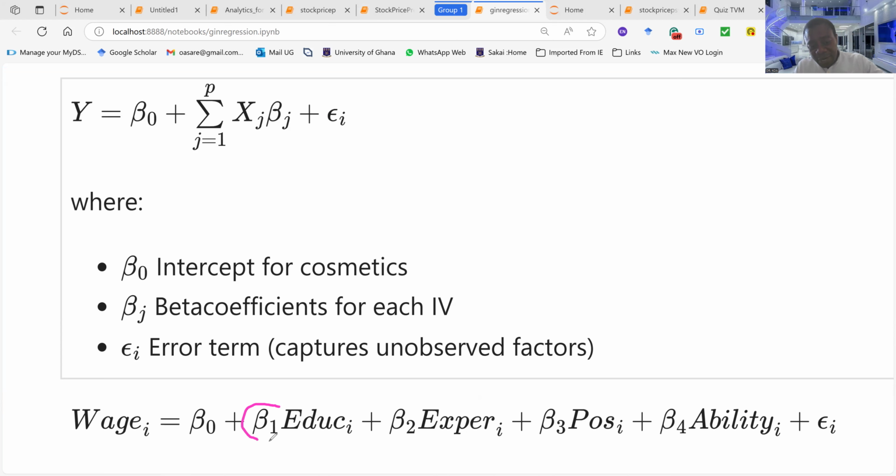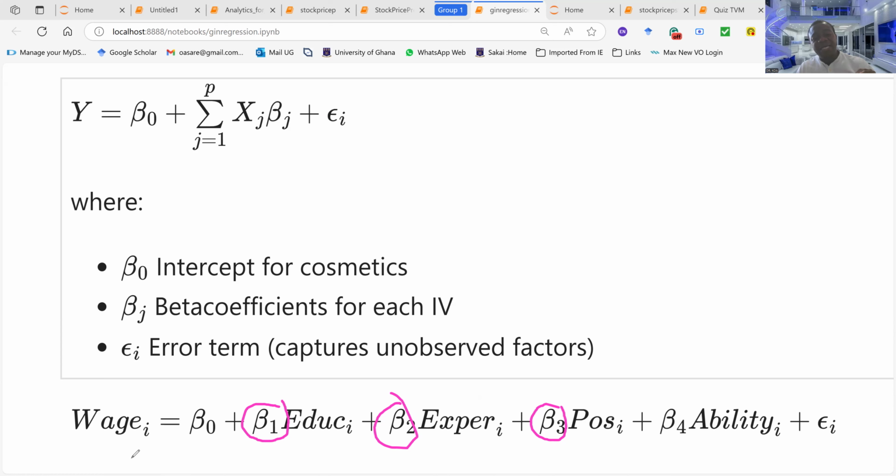So this beta 1 would have become a number. The beta 2 would have become a number. The beta 3 would have become a number. When they are becoming numbers, this is no longer a specified regression model. It's now an estimated regression equation.